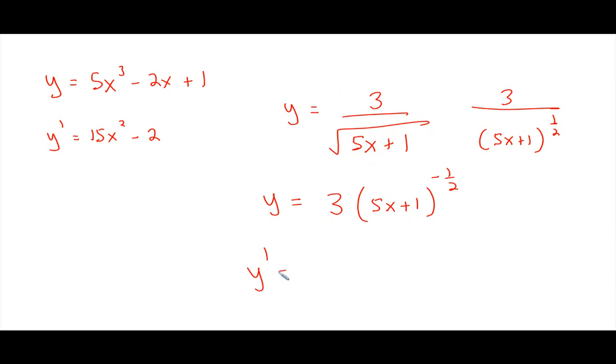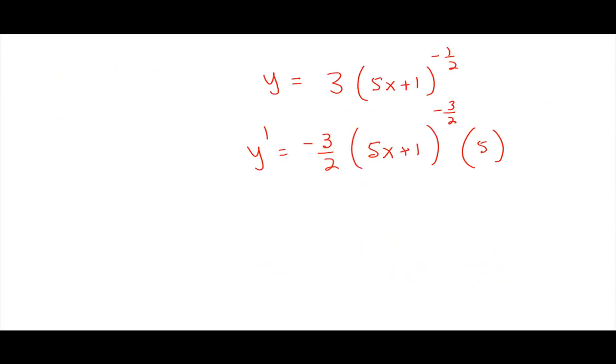So we get y prime is equal to, multiply 3 times negative half, that's negative 3 over 2, times 5x plus 1 to the negative half minus 1, which is negative 3 over 2. And then remember the chain rule: we need to take the derivative of the inside, which is just 5. If we simplify all this, negative 3 times 5 is negative 15 on top. On the bottom we've got the 2. And then if we move this back to the bottom, because this exponent is negative, this gives us 5x plus 1 to the positive 3/2 power.